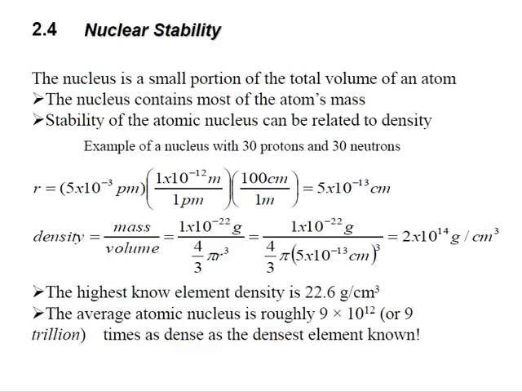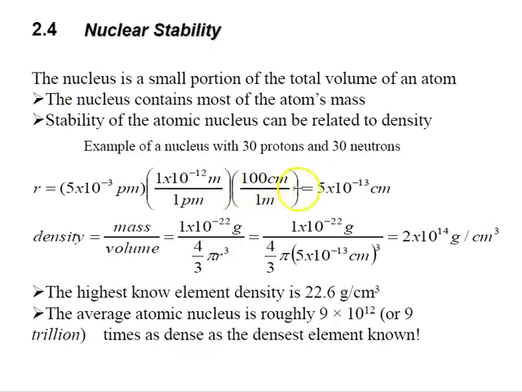So this is looking at an example of a nucleus with 30 protons and 30 neutrons. And we're going to do a density calculation here. R represents a radius, and this radius is 5 times 10 to the negative 3 picometers. So it's going to be converting some units with prefixes that you may not be familiar with, something not as common as a centimeter or a decimeter or a micrometer. A picometer is equivalent to a really small meter, 1 times 10 to the negative 12.